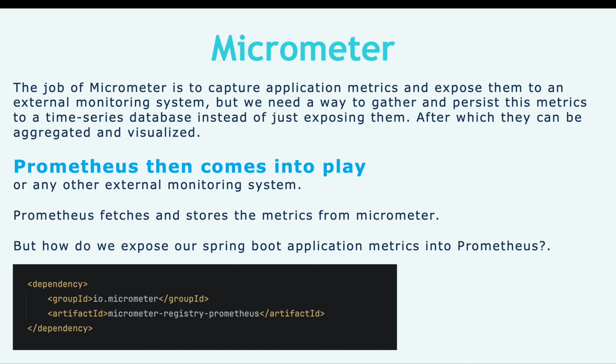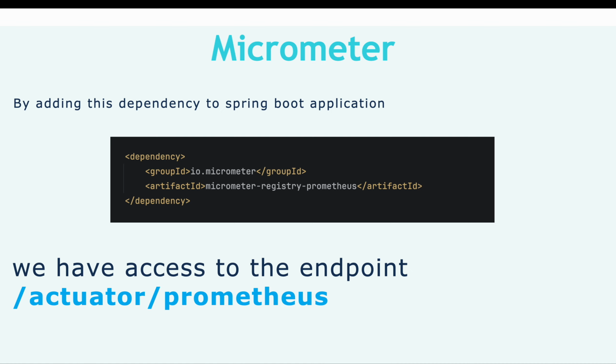But how do we expose our Spring Boot application metrics to Prometheus? Luckily, there is a dependency or library created for us once more. We don't need to do anything. You just import this Micrometer registry Prometheus into your dependencies. Then when you do that, you have access to a new endpoint, which is actuator/prometheus. And it's through this endpoint that you will be able to gather metrics.